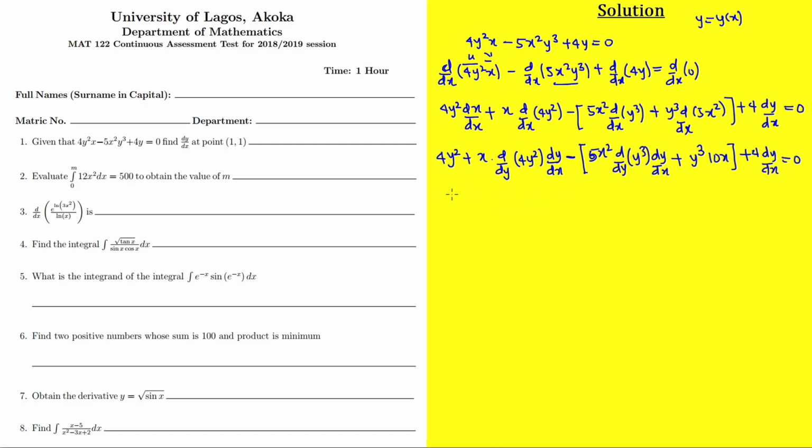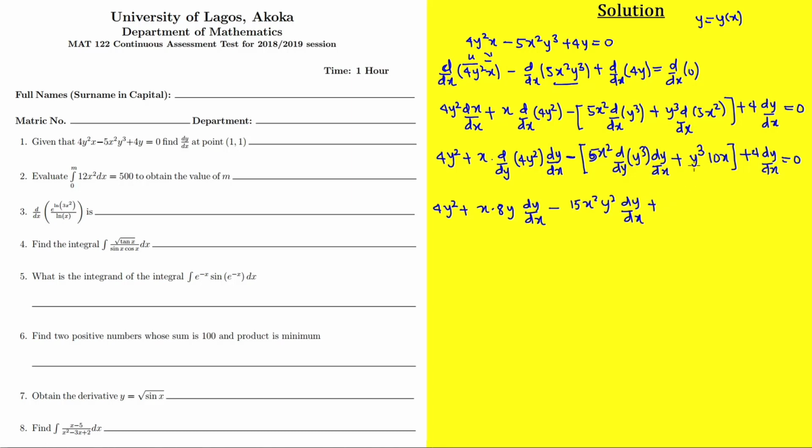Now if we simplify it further, we are going to have 4y squared, then plus, if you differentiate this, this is multiplied by 8y dy/dx, minus, if you differentiate this with respect to y, we are going to have 3y squared. So 3y squared multiplied by 5x squared gives us 15x squared y squared dy/dx.